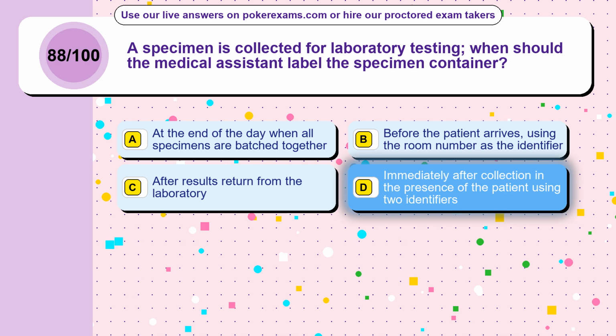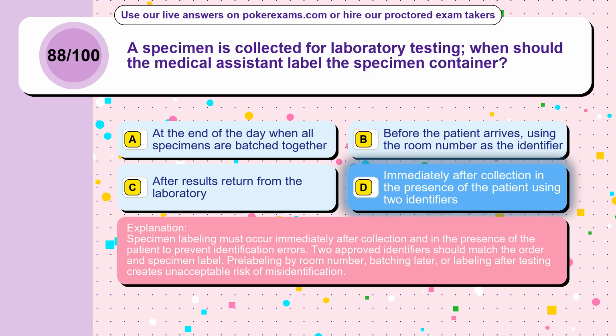The correct answer is option D. Immediately after collection in the presence of the patient using two identifiers. Specimen labeling must occur immediately after collection and in the presence of the patient to prevent identification errors. Two approved identifiers should match the order and specimen label. Prelabeling by room number, batching later, or labeling after testing creates unacceptable risk of misidentification.